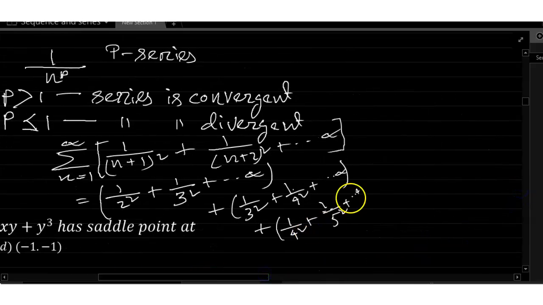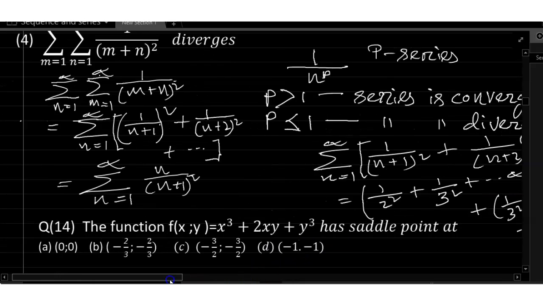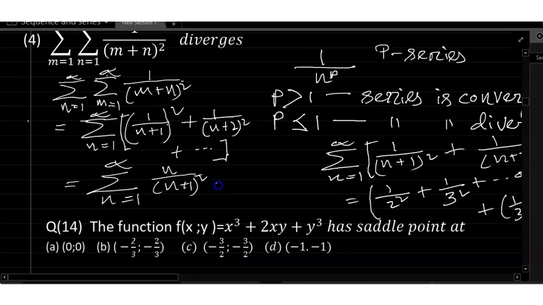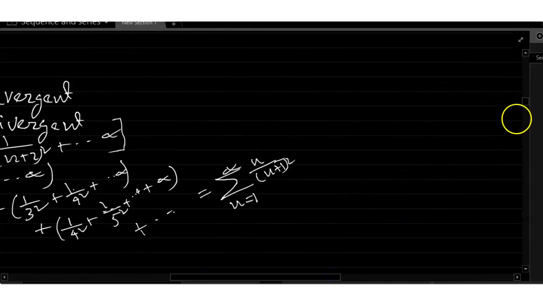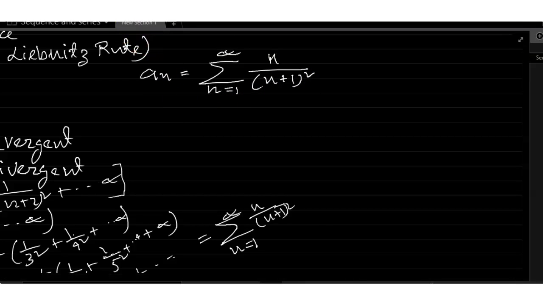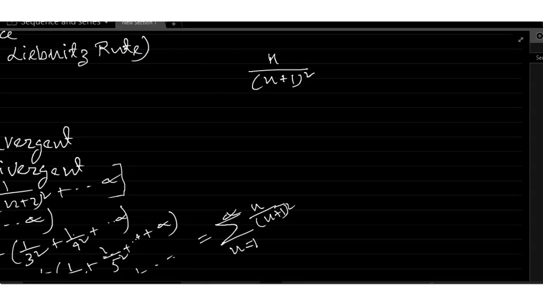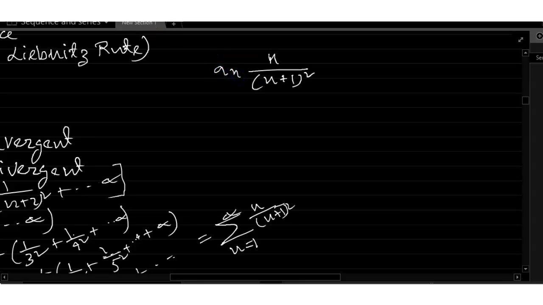So we can write up to infinity. So we can write this equation as summation n 1 to infinity n divided by n plus 1 whole square. So friends, I hope that I have cleared how I can write this way. And now we can take, we can write this, an equals to n divided by n plus 1 whole square, and bn equals to 1 by n.